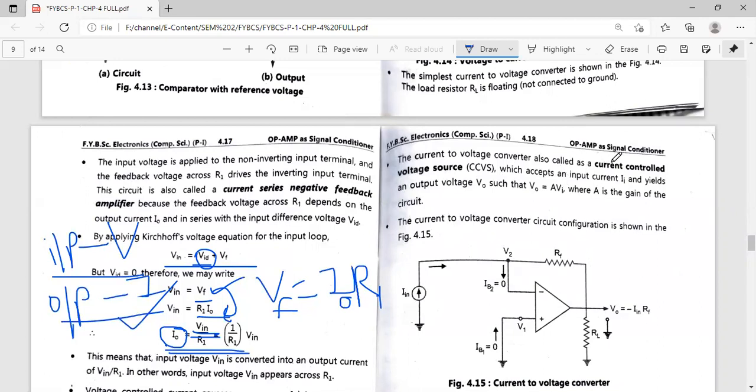Current to voltage converter is also called a current controlled voltage source, CCVS, which accepts the input current. Now it is very general. Current to voltage, that is, the input is your current and the output is your voltage, such that V0 is equal to A into Vi. Now this is a simple application or simple equation of an operational amplifier.